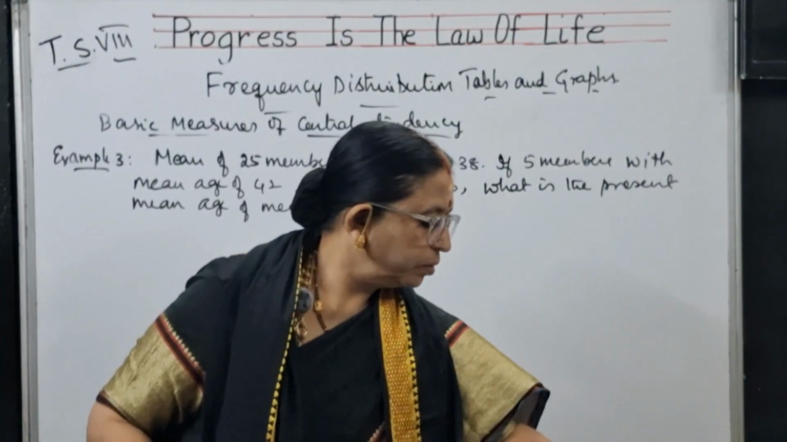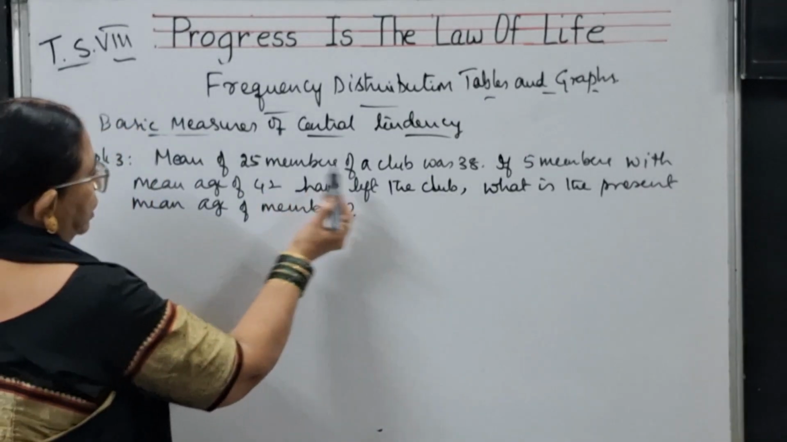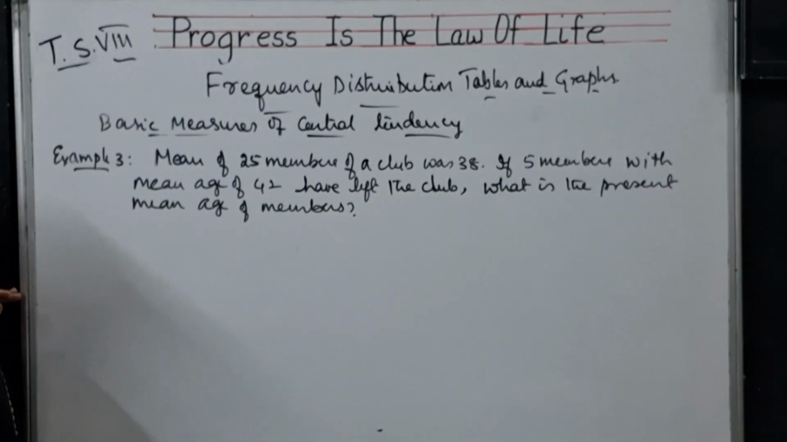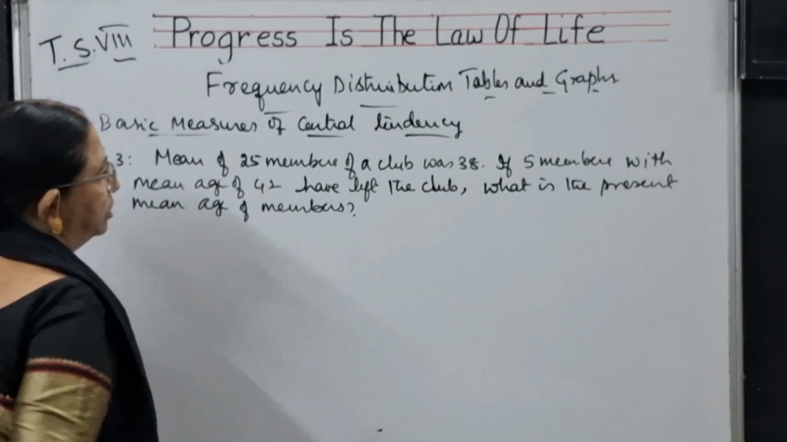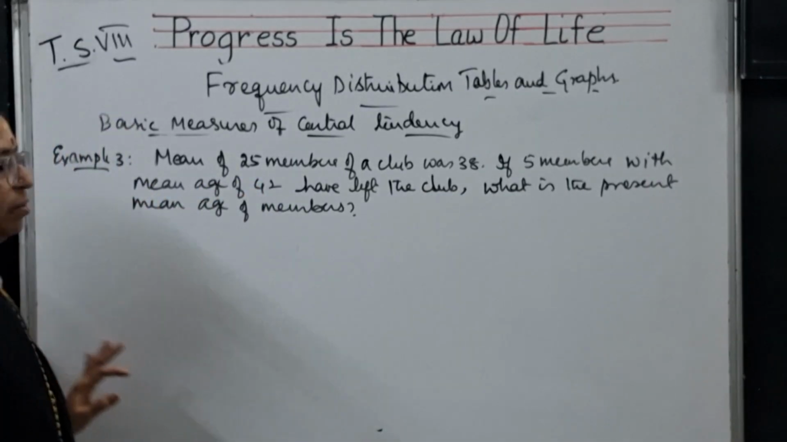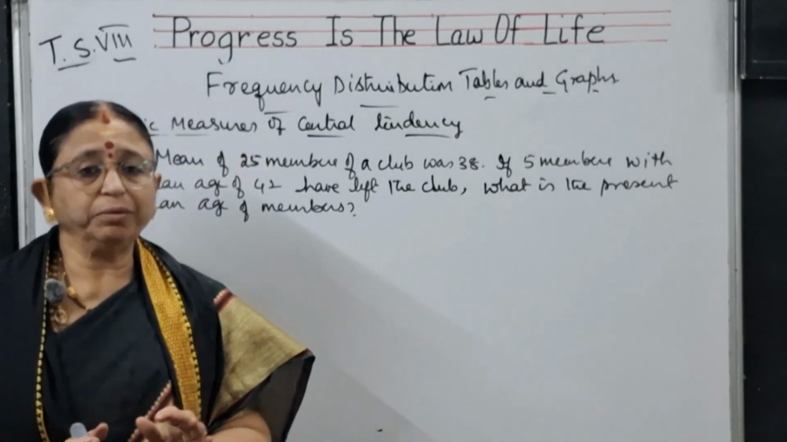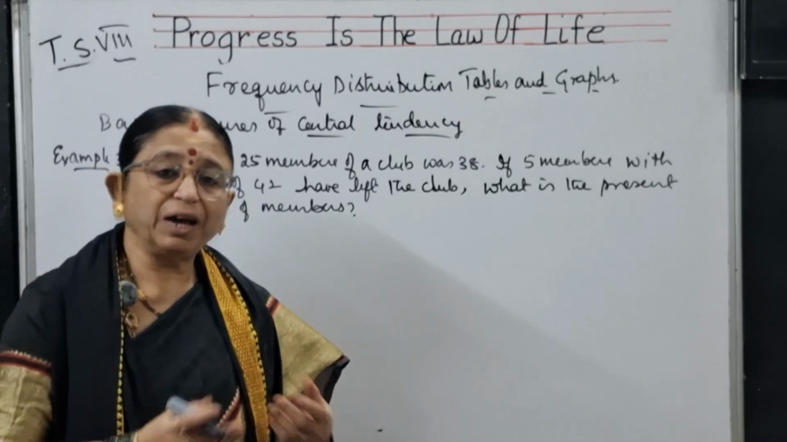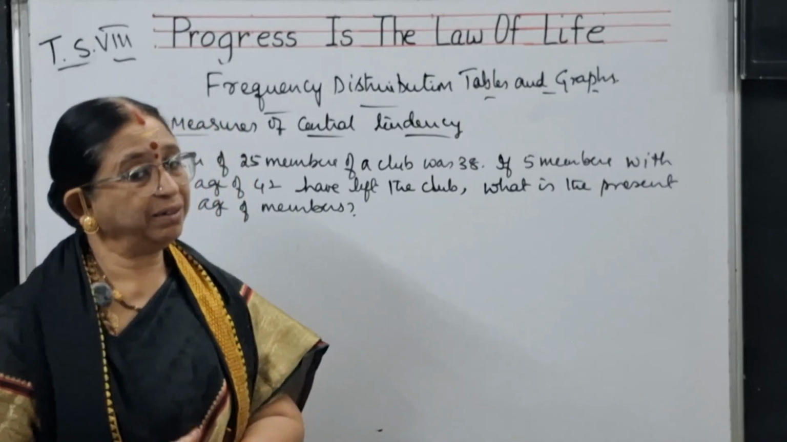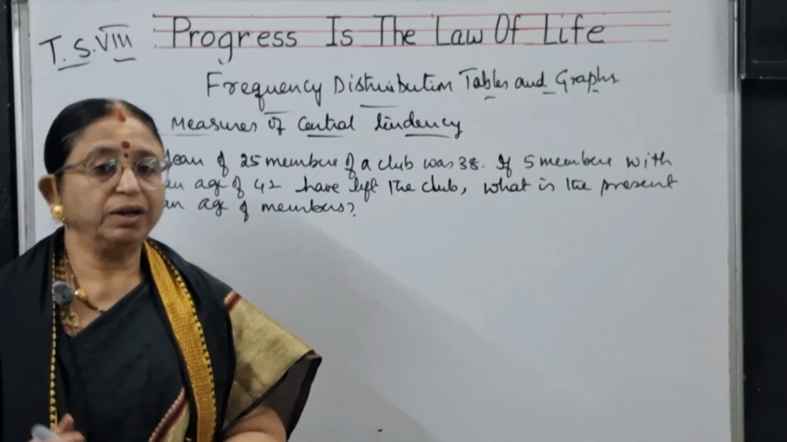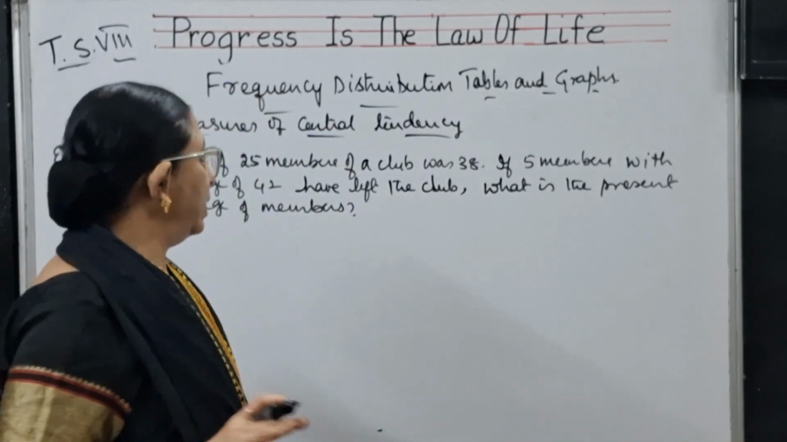Now, example 3. Mean age of 25 members was given as 38. If 5 members with mean age of 42 have left, means we don't know what is the number, some people were there in the club. From that, some people have left. Now we need to find out what is the present mean age. So first we should know how many members were there earlier.